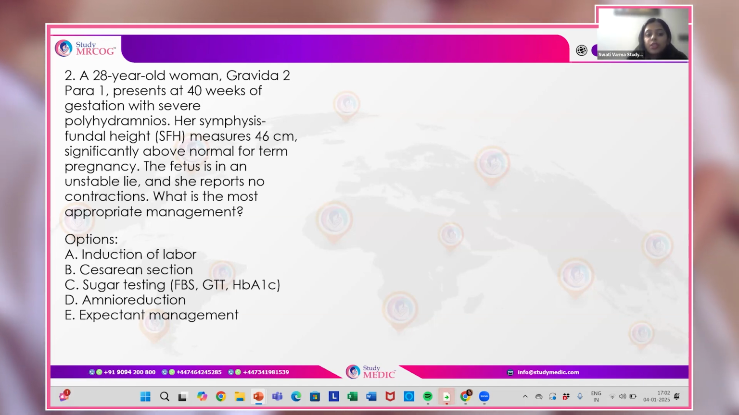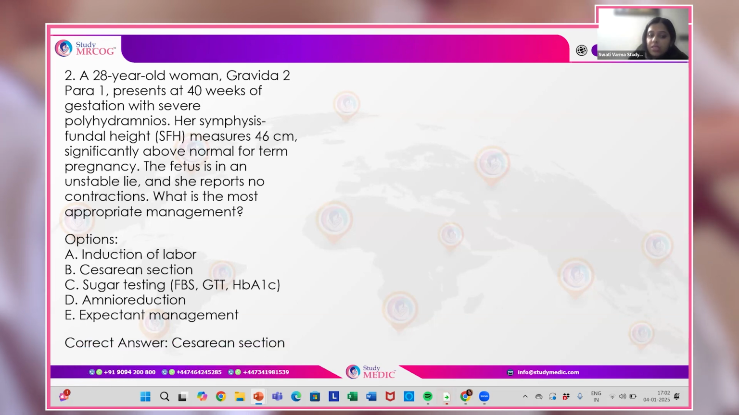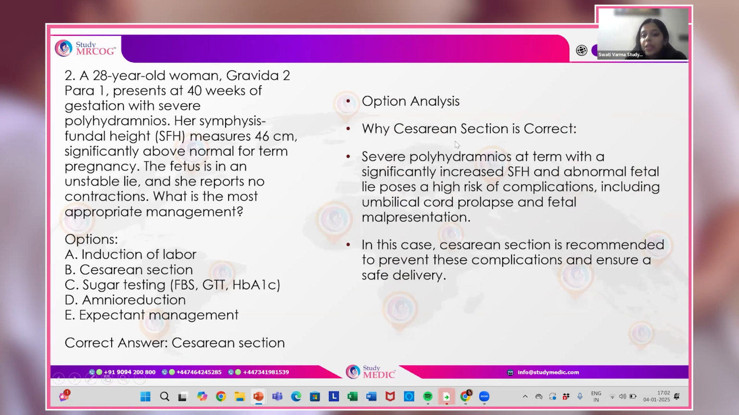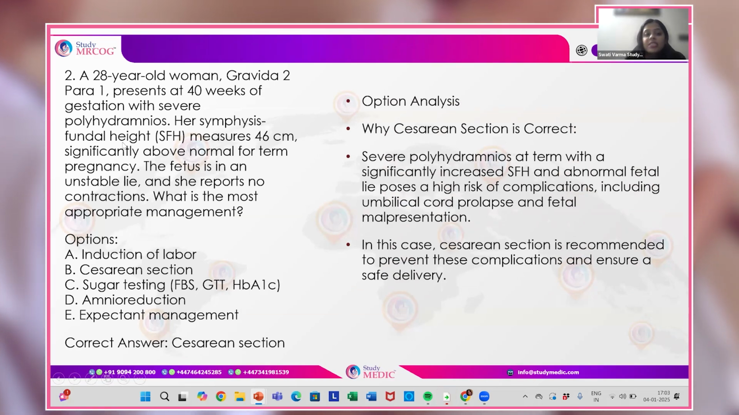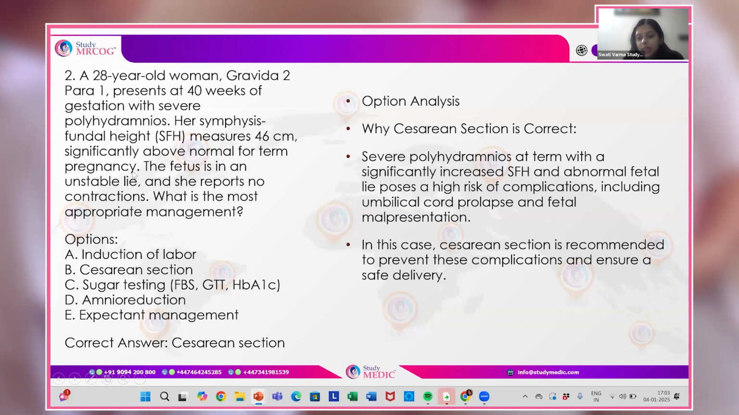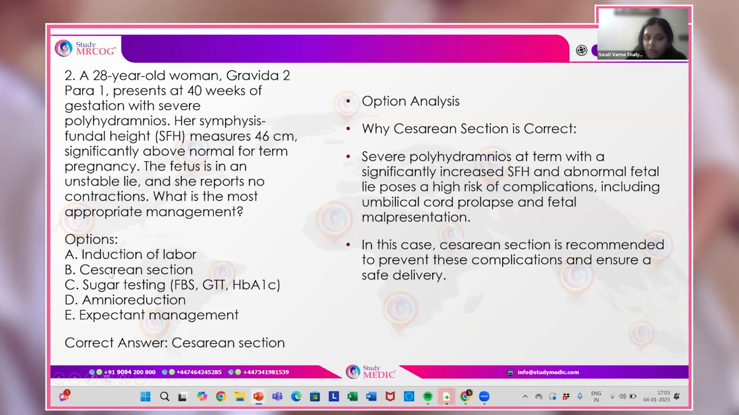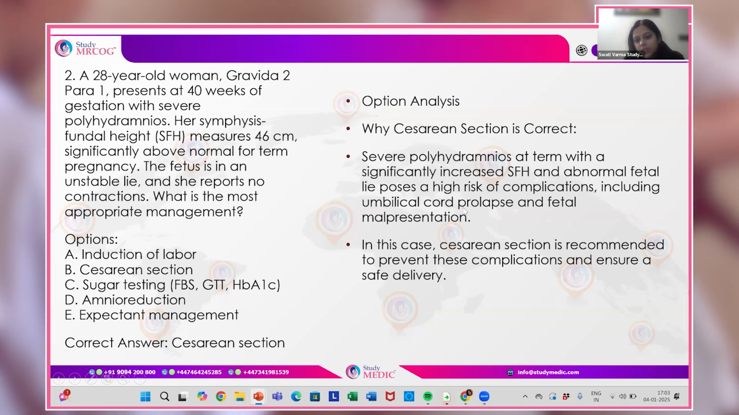So the best option here will be cesarean section. Why? Because a severe polyhydramnios patient is presenting to you at term with significantly increased SFH and abnormal fetal lie. So here there is a high risk of complications if we allow her induction of labor, meaning vaginal delivery. Risks like umbilical cord prolapse, because fetal malpresentation will be there.